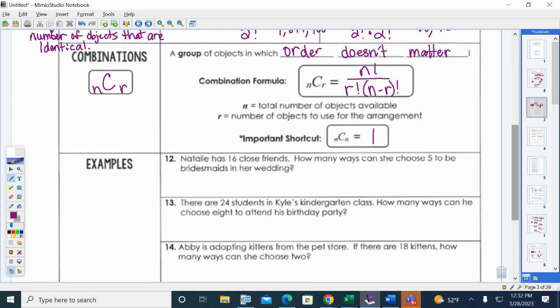So in our examples, Natalie has 16 close friends. How many ways can she choose 5 to be bridesmaids in her wedding? So because it just simply says she's choosing 5 bridesmaids, she's not selecting a maid of honor, a matron of honor, any of that. Order here does not matter. She's just picking 5 from the 16. So this is a combination. Again, there are 16, and then she's choosing 5. So the N is the number that you're choosing from. That's the total, which is the 16. 5 is the number that she's choosing.